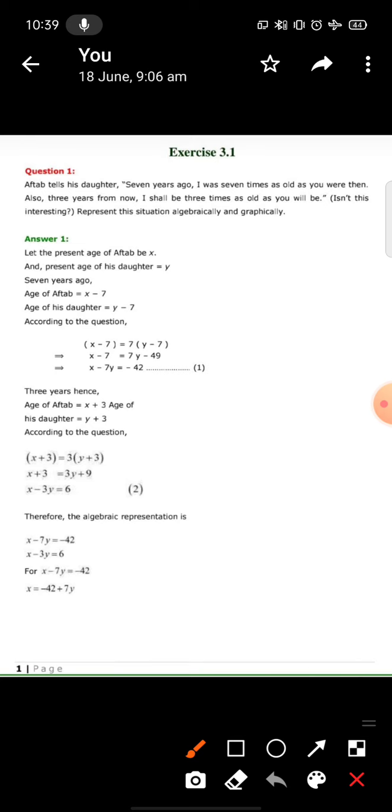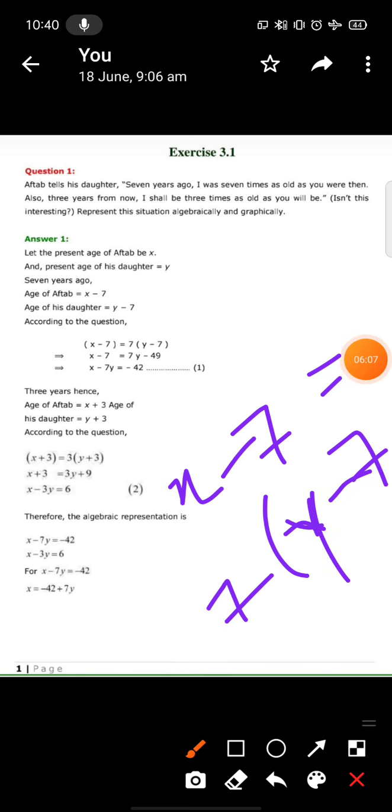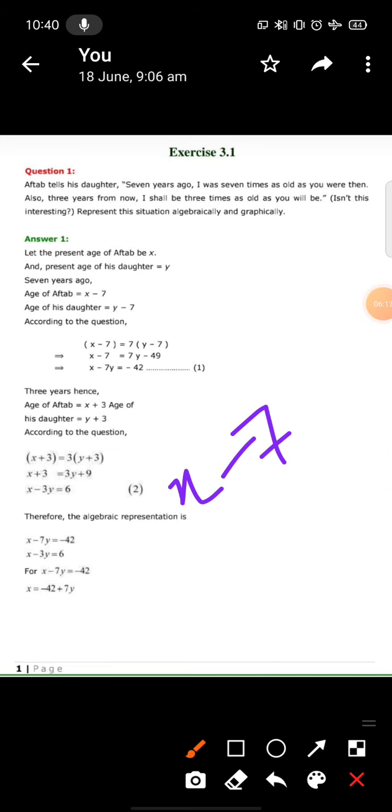I am explaining this with regard to Aftab. So x minus 7 is equal to 7 times of y minus 7, because we have to find the ages 7 years ago. Okay, now this is the condition. First we have done x minus 7 equal to 7 times y minus 7. Now you have to solve this.